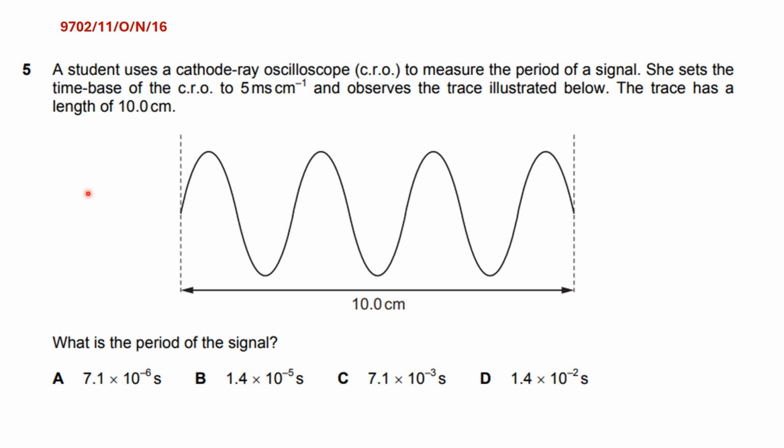This question is a little bit different. So if you want to look, can try, but let's see how we solve this. I'm going to read the question. A student uses a cathode ray oscilloscope to measure the period of a signal. She sets the time base of the CRO to 5 milliseconds per centimeter and observes the trace illustrated below. The trace has a length of 10 centimeters. What is the period of the signal?